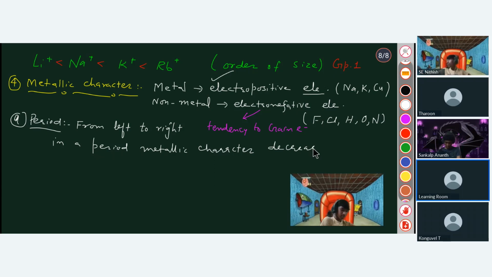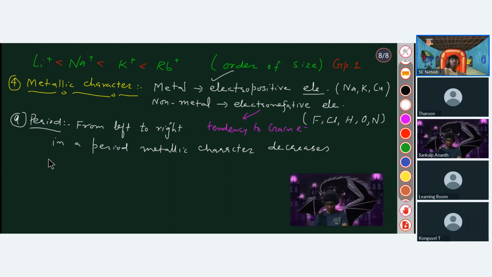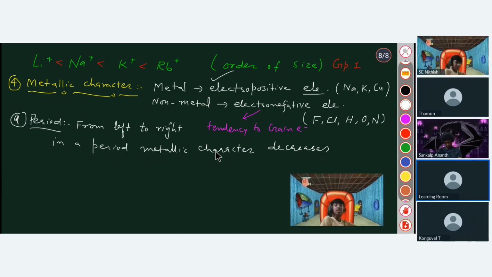So what will be its opposite? What will happen to the non-metallic character? It will increase, because non-metals are on the right side. Exactly. So from left to right in a period, metallic character decreases and non-metallic character increases. Now what about in a group? Non-metallic character increases?